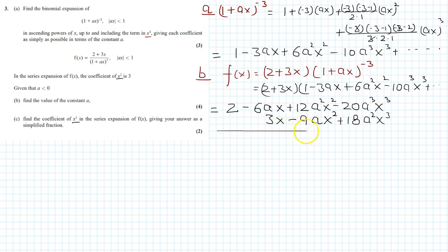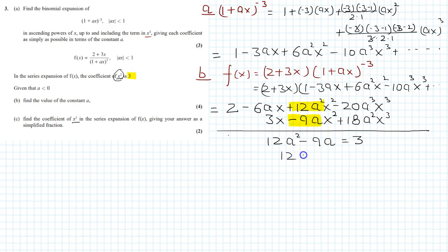So if I add these to get the expansion, I will get 2 and this. Now we have to find x square. The terms having x square are this and this. The sum of these is equal to 3. So I write 12 a square minus 9a is equal to 3. This is a quadratic equation.